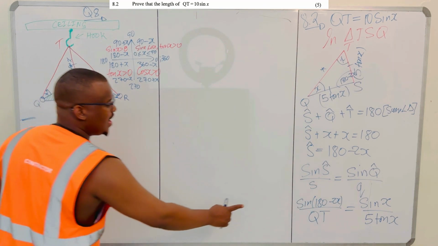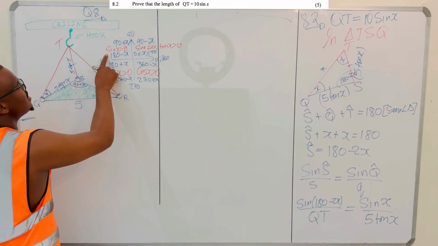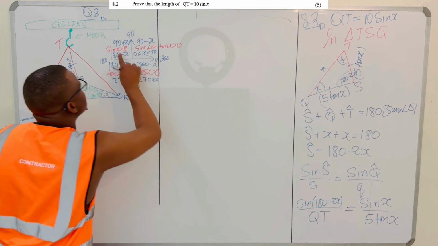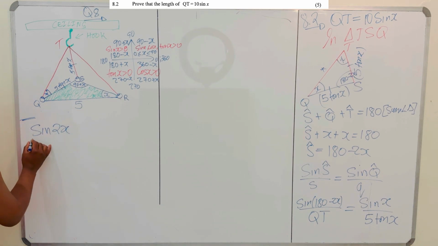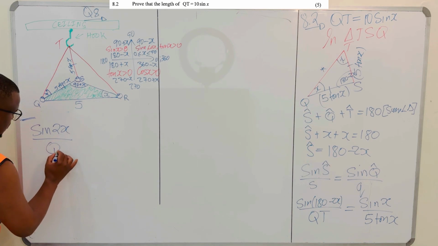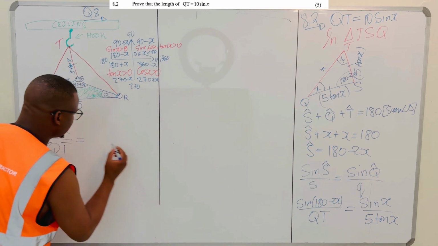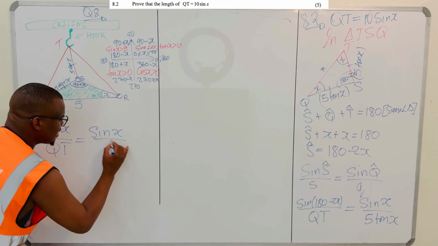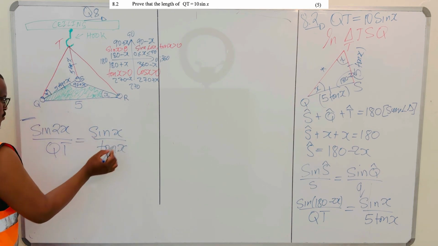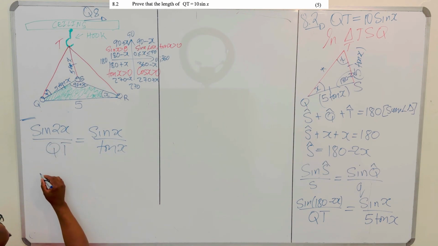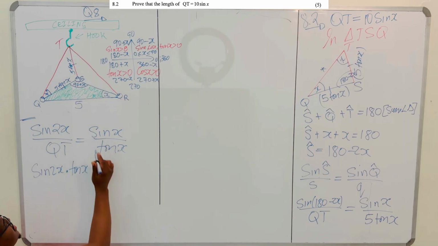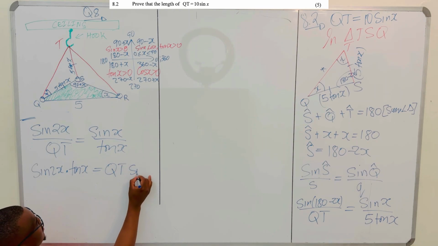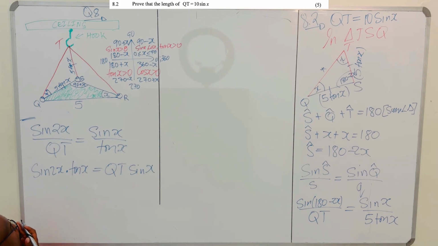So what we have here, 180 minus is on the second quadrant. What sign is the function sine there? Sine is positive. So you just have sine of 2x divided by QT is equal to sine x over the tangent of x. Then cross multiply. This times this, we have sine 2x tangent of x is equal to this times this, QT sine x. That's what you have.